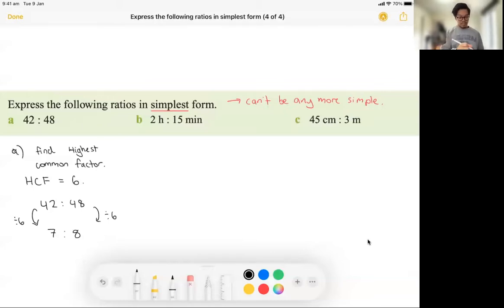Now, if I take a look at this, 7 to 8, I can't get any simpler than that because there's no other common factor between the two, right? I can't simplify it anymore.